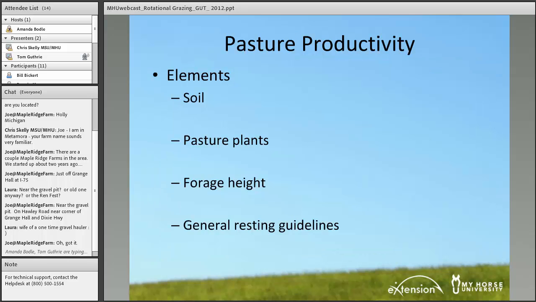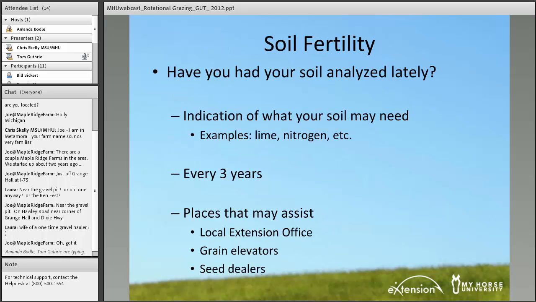Okay, moving on to pasture productivity. When we start looking at pasture productivity, some of the elements involved in that will be the soil, pasture plants, forage height, and general resting guidelines. So when I get horse owners that call me up and they have questions about their horse pastures, one of the first questions that I ask is, have you had your soil analyzed lately?